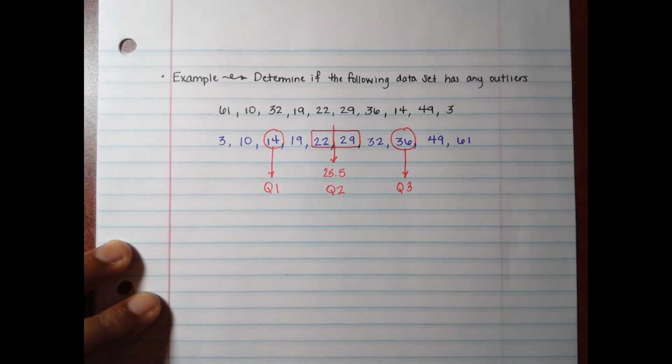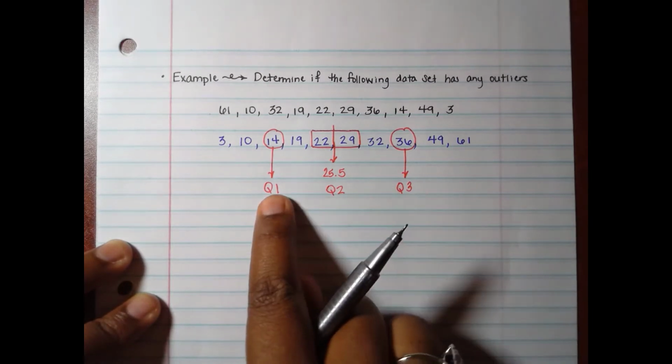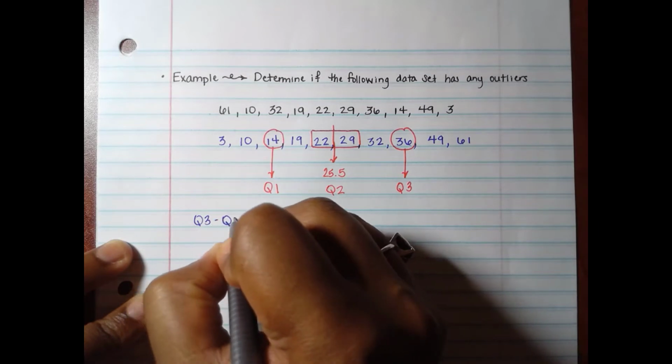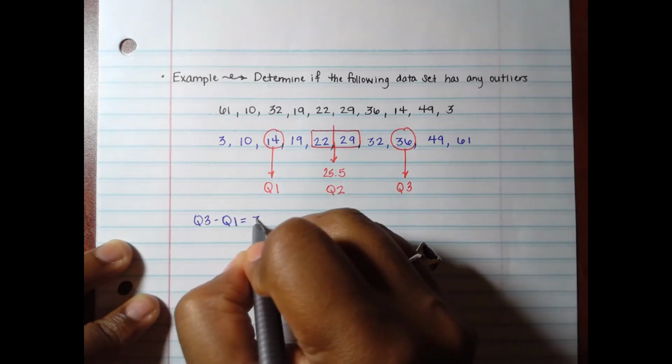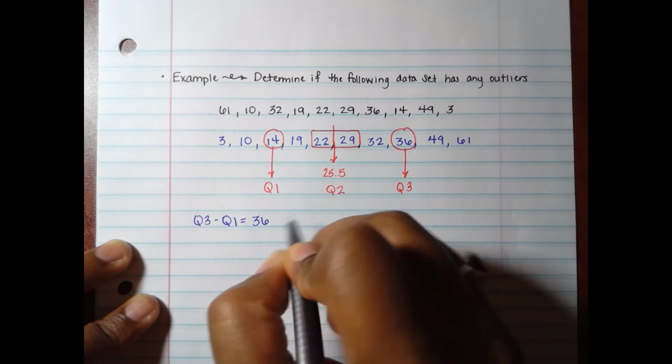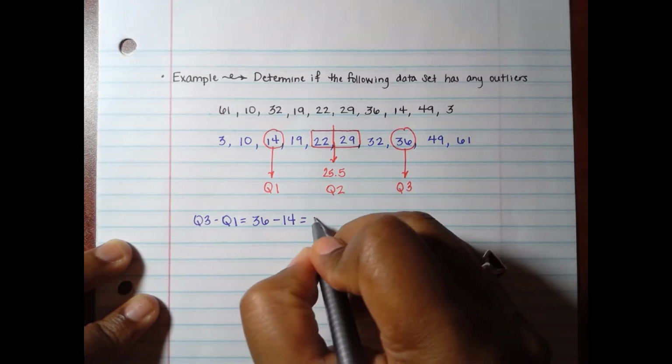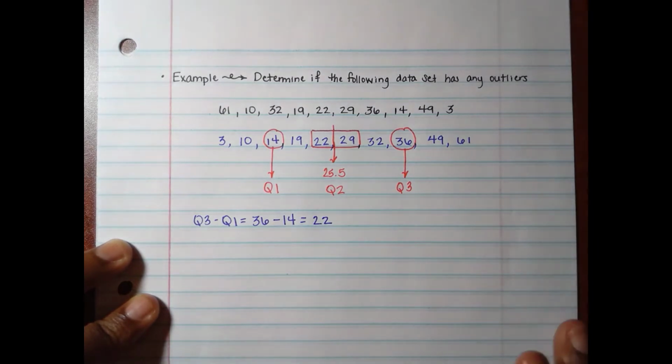And to find the IQR, we will simply do Q3 minus Q1. So Q3 minus Q1, which is 36 minus 14, which is equal to 22.